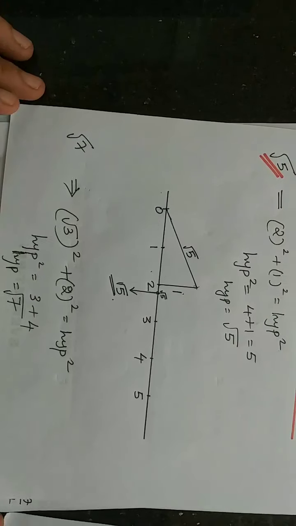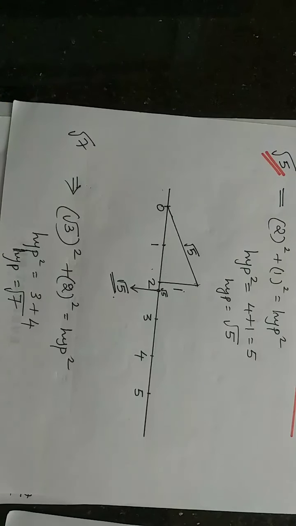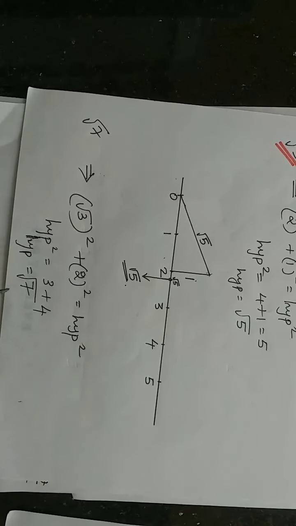So for root 7, you have to draw root 3 first, and we're going to take root 3 as the base, and on the vertical position we are going to draw 2 centimeters. So root 3 square plus 2 square, you get it as root 7.